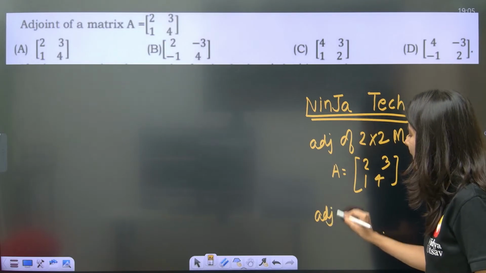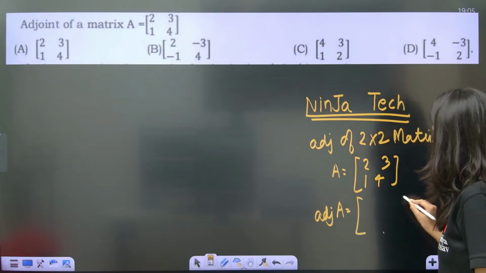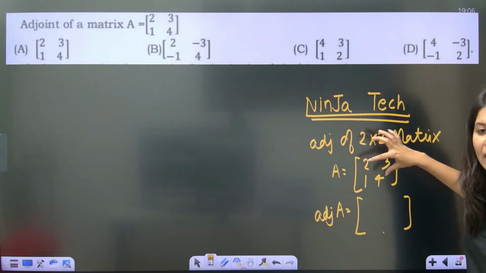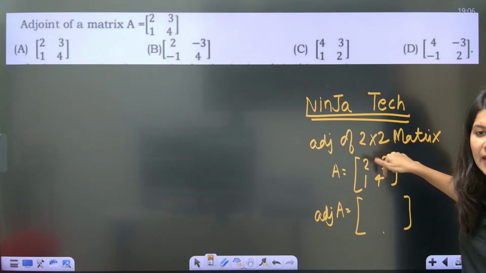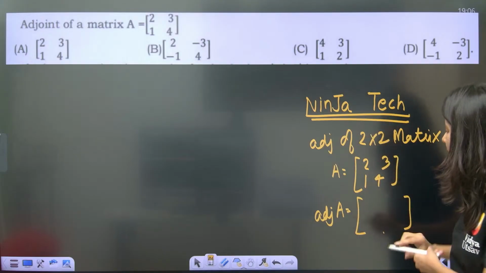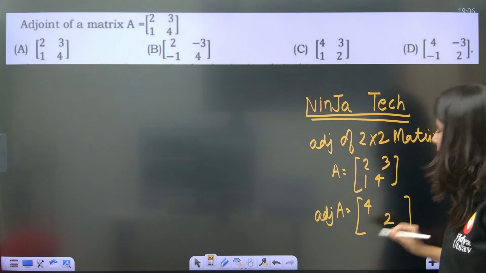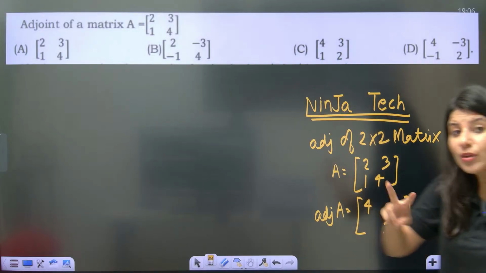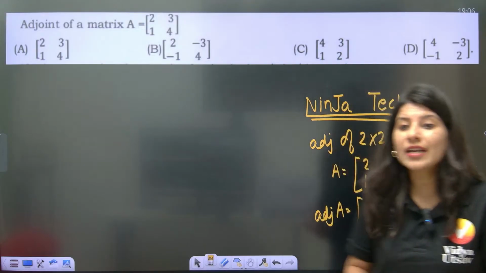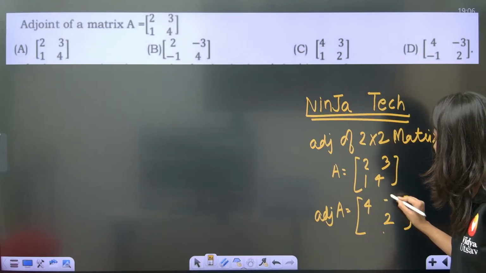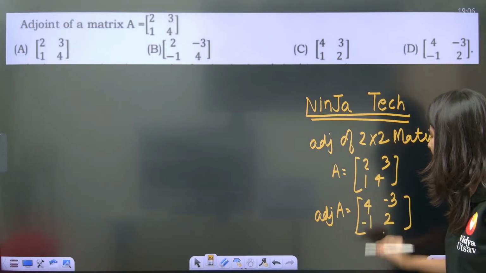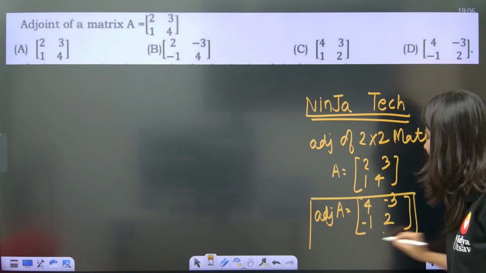Now, adjoint A will be what? In adjoint A, you have to interchange the diagonal elements. So 2 and 4, can you see here, 4 and 2 will be appearing. And you have to reverse the sign of the non-diagonal elements. So this is 3, so I will write minus 3. This is 1, I am going to write minus 1. This is finally the adjoint of A.